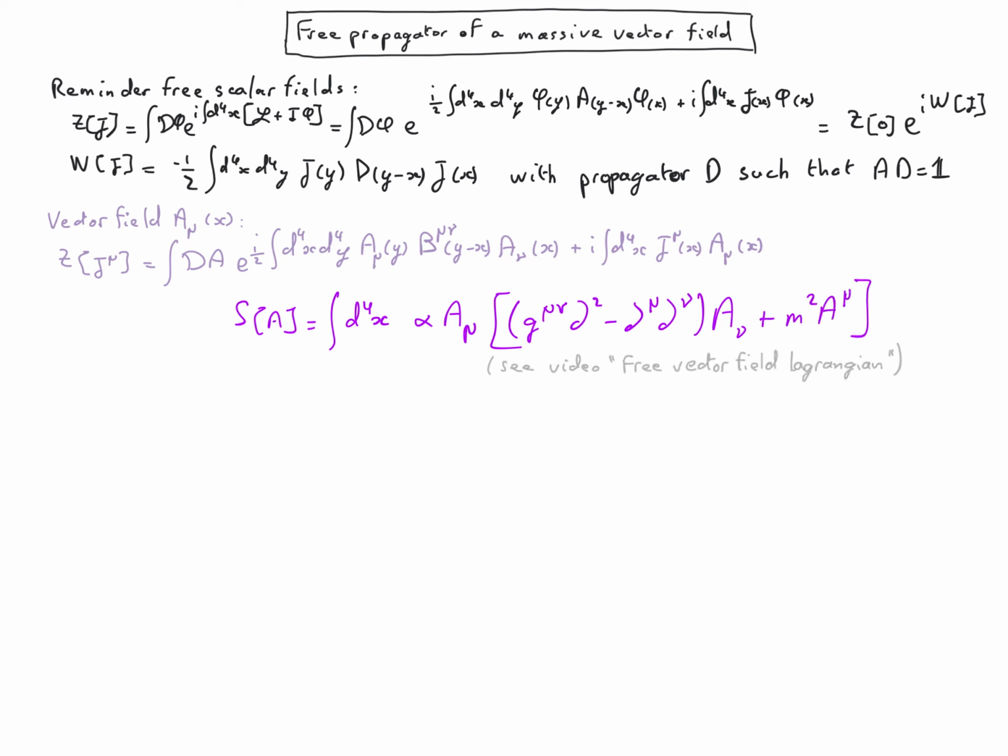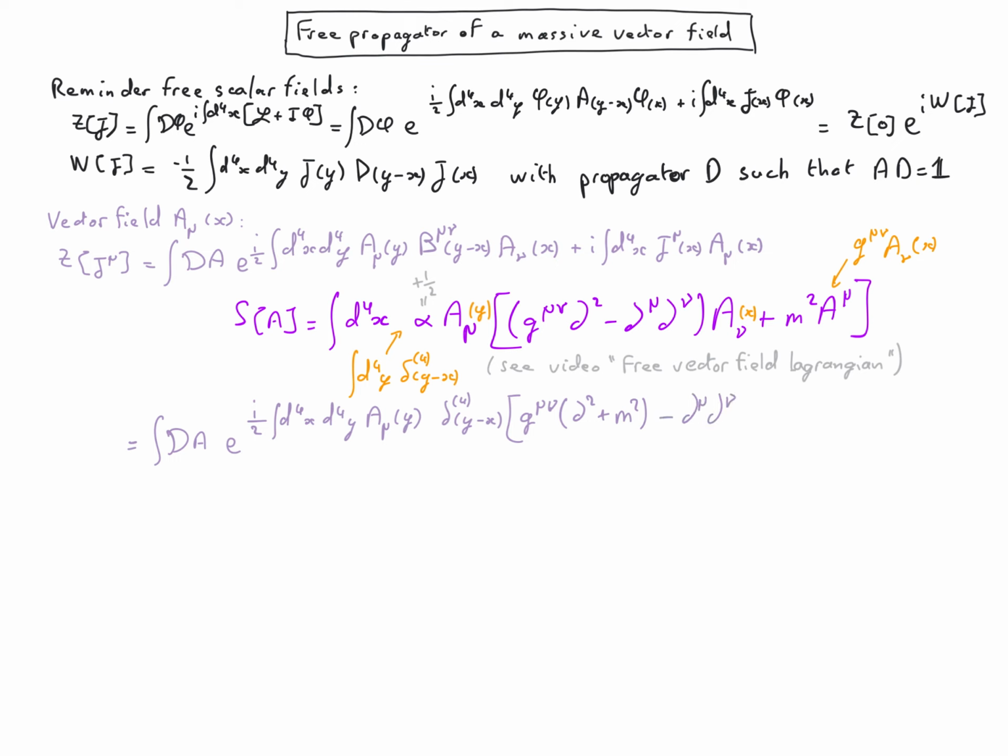And we also determined that alpha is equal to +1/2. We will do a bit of massaging of this expression, like the introduction of a metric in the mass term, and we introduce a delta function with another integral over y. We recover the desired form. This gives us our expression for b mu nu. And we then recognize a Gaussian path integral, which we are now able to solve.